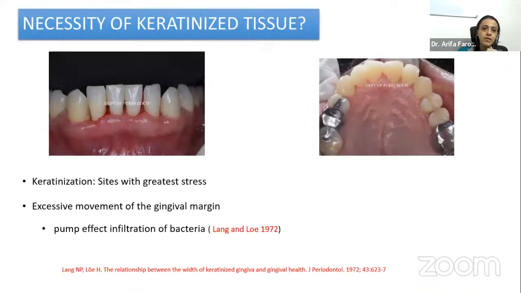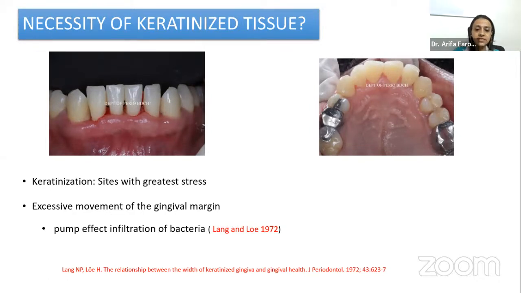Now coming to the keratinized tissue. What is a keratinized tissue? Keratinization is a process which confers stability to the overlying epithelium against stress. The maximum stress comes on the hard palate when we chew our food, and on the attached gingiva. So these two areas have the maximum keratinization in our oral cavity.